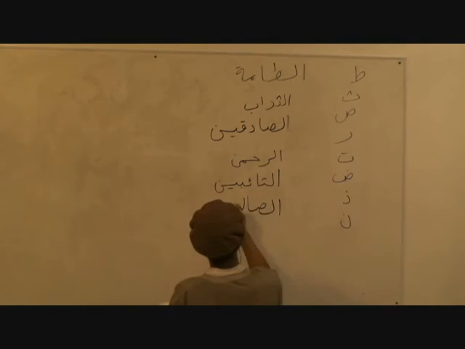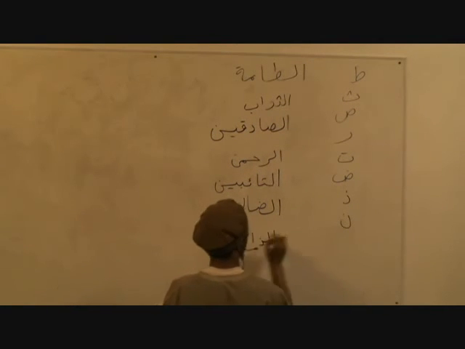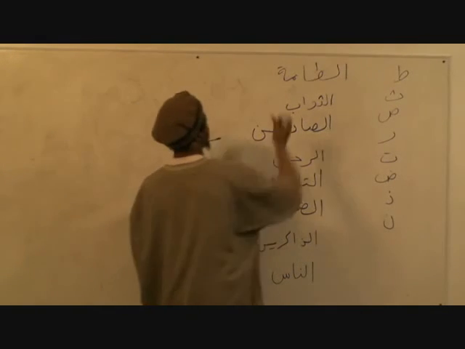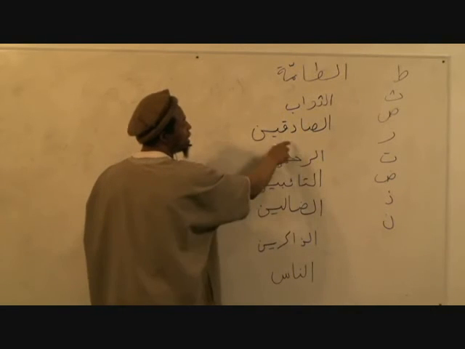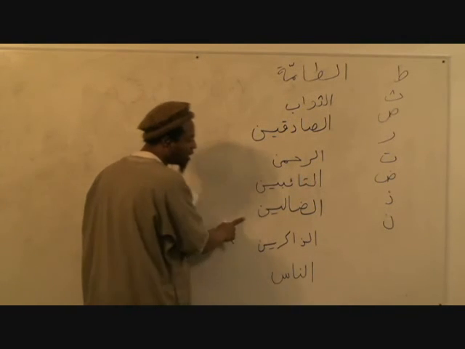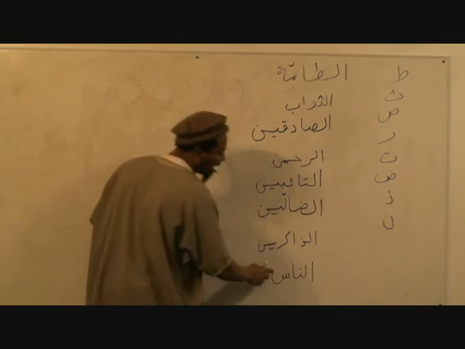What did he put here? Ad-Daleen. That was pretty easy, right? Al-Dhakirina, and the last one, An-Nas. Are these strange? These shouldn't be strange examples. These should be pretty simple examples. At-Tamah, At-Tamatu. Then you have Al-Thawab, Al-Sadiqeen, Al-Rahman, Al-Ta'ibina, Al-Daleen, Al-Dhakirina.